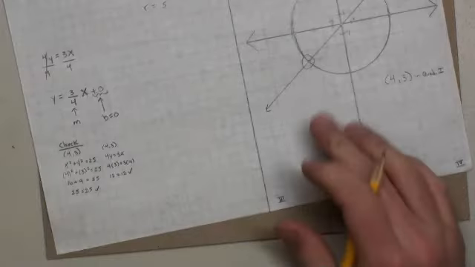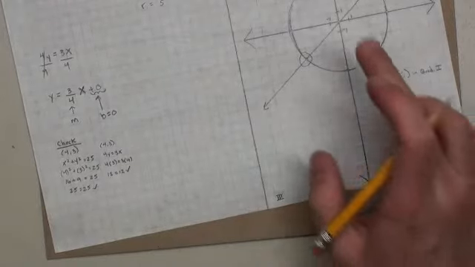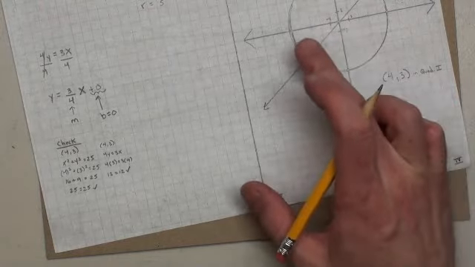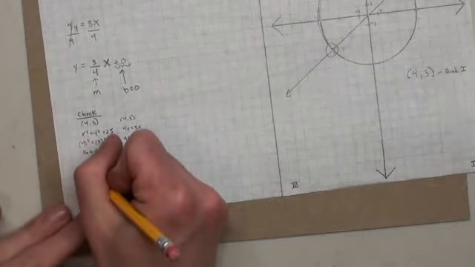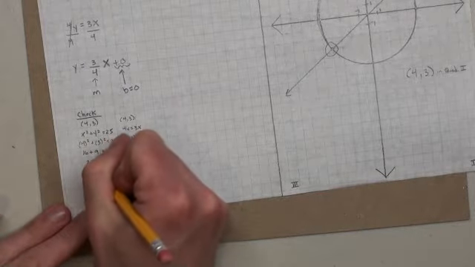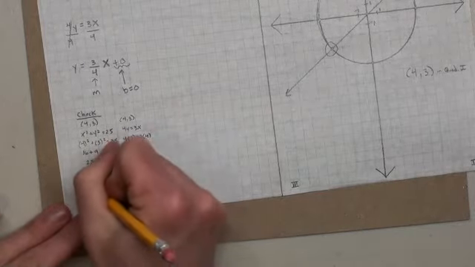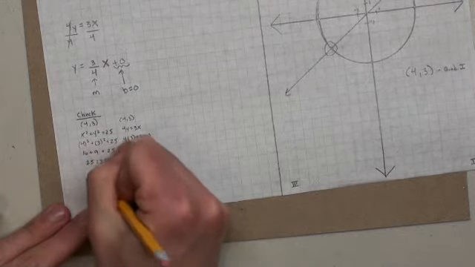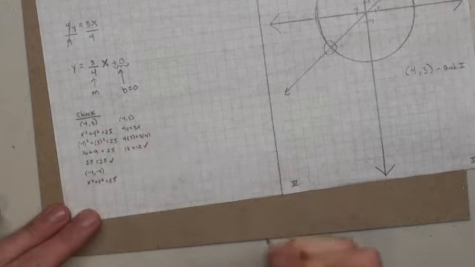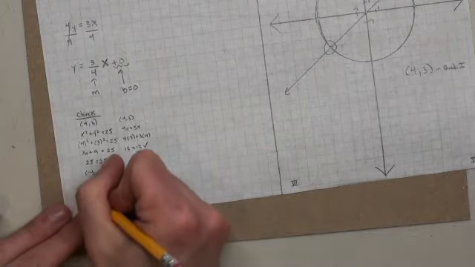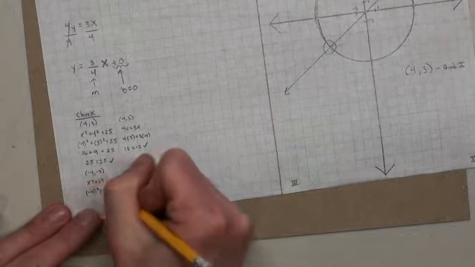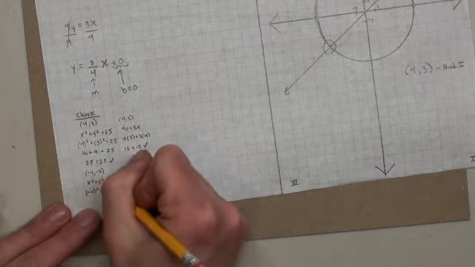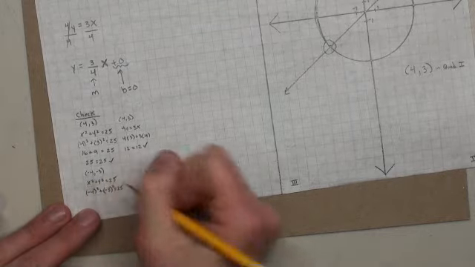Okay? Now let's check this point, negative 4, negative 3. So let's check the point negative 4, comma, negative 3. So we have x squared plus y squared equals 25. We have negative 4 squared plus negative 3 squared equals 25.